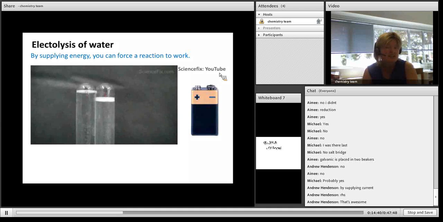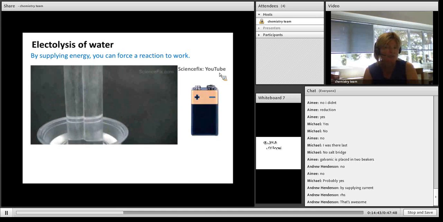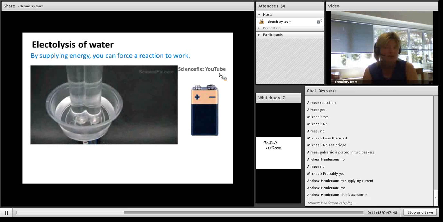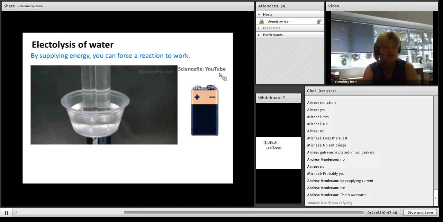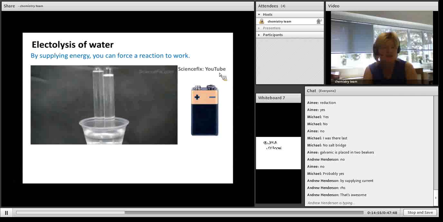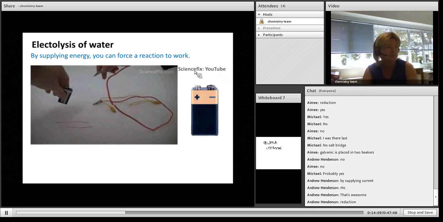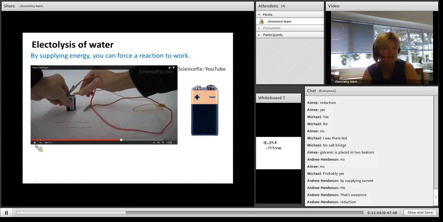Well, first of all, is it reduction or oxidation if hydrogen gas is being formed? So think of oxidation numbers. What's the oxidation number of hydrogen in water compared to the oxidation number of hydrogen in hydrogen gas? I'm going to just stop it here because now they're doing another electrolysis thing. Okay, it's reduction. The hydrogen ions are gaining electrons to form hydrogen gas.